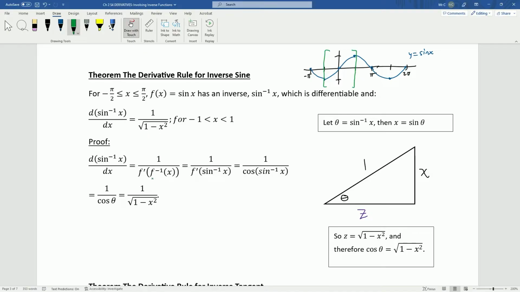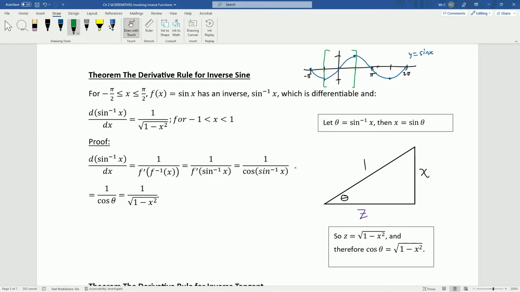So proof. Well, the proof is pretty straightforward. The derivative of sine inverse of x with respect to x is 1 over f prime of f inverse of x. So I plug f inverse of x in, that's sine inverse of x. So this is 1 over cosine of sine inverse of x. So f prime being the derivative of sine, right? If f inverse is sine inverse of x, f is sine, the derivative of sine is cosine, so we're taking cosine of sine inverse of x.